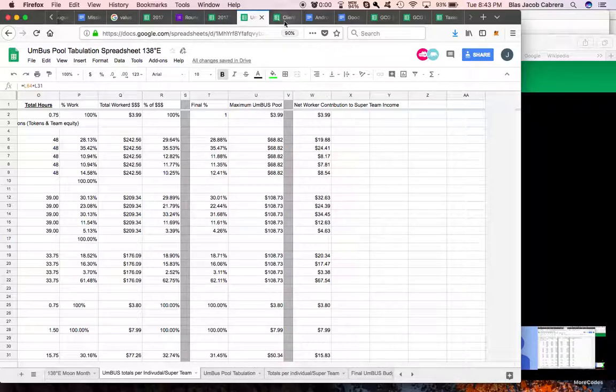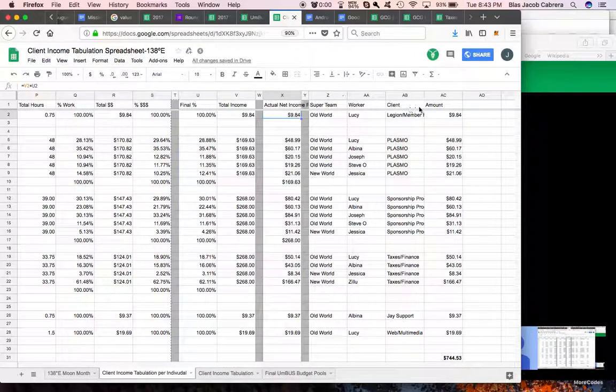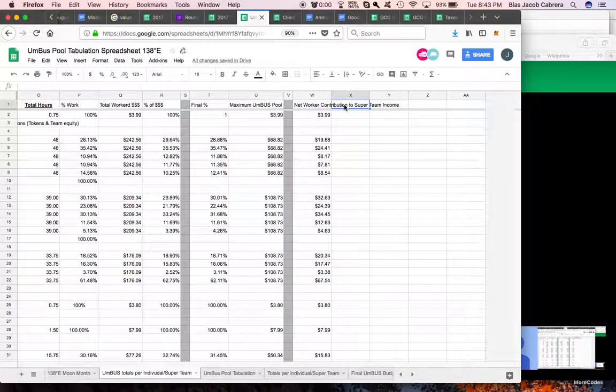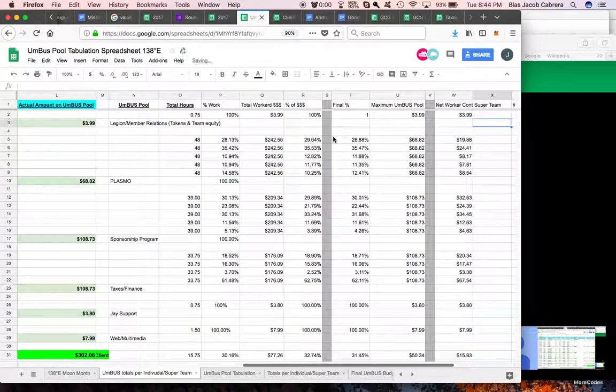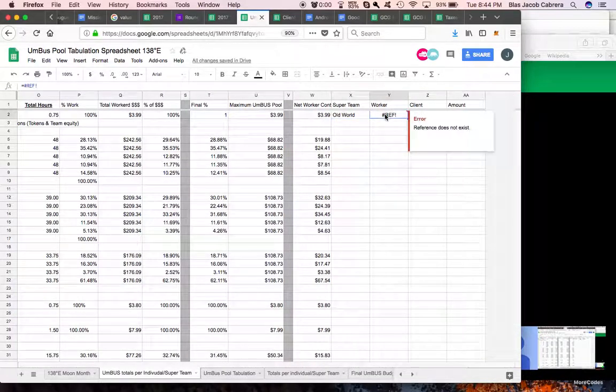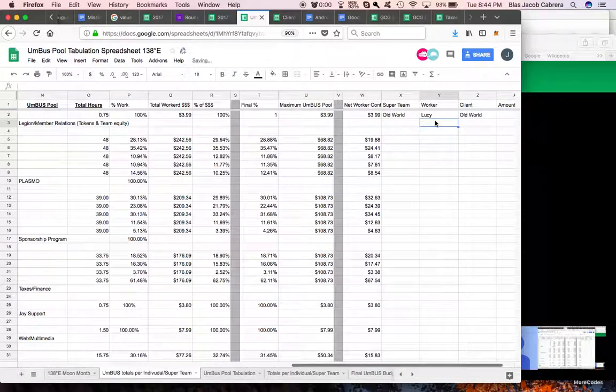Now all we're doing is formatting. To fix the formatting, we're basically going to get the super team, the worker, the client, and then their amount in the correct order. So we just go ahead and paste that there. The super team is going to be line A. The worker name is going to be B.